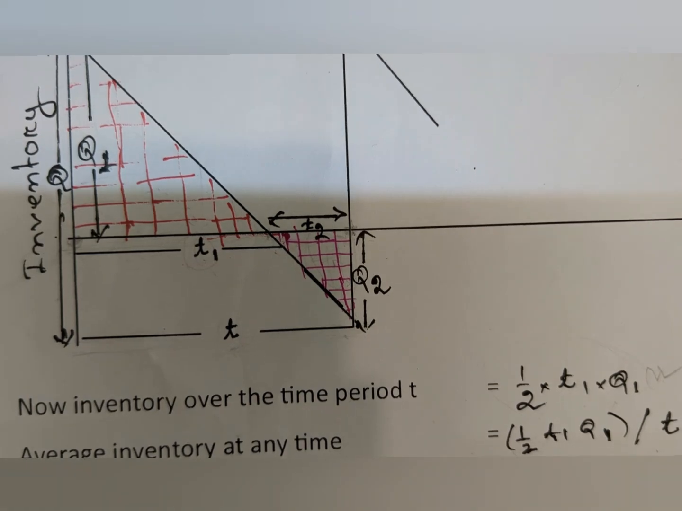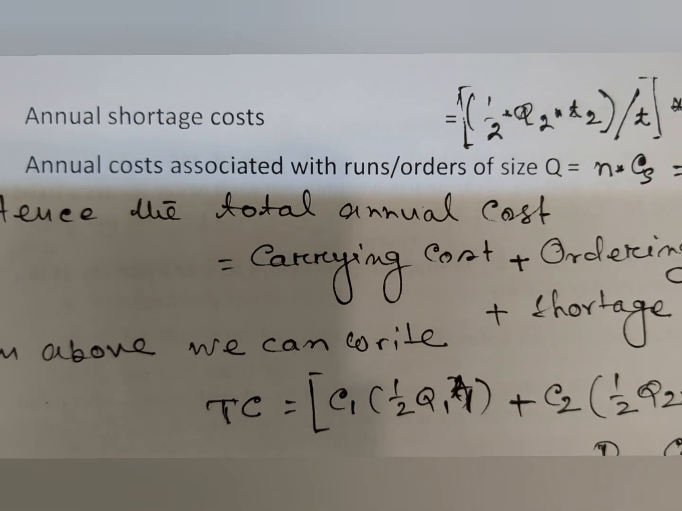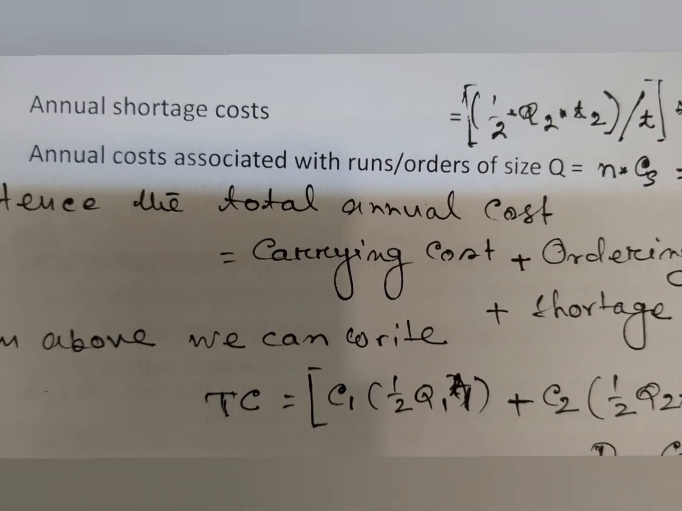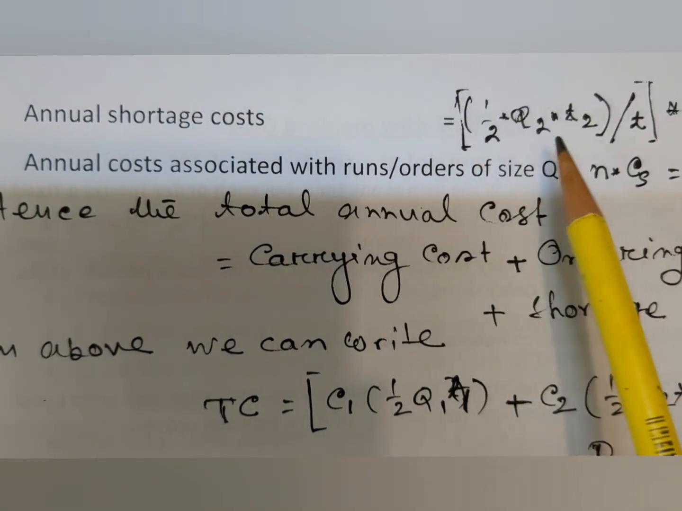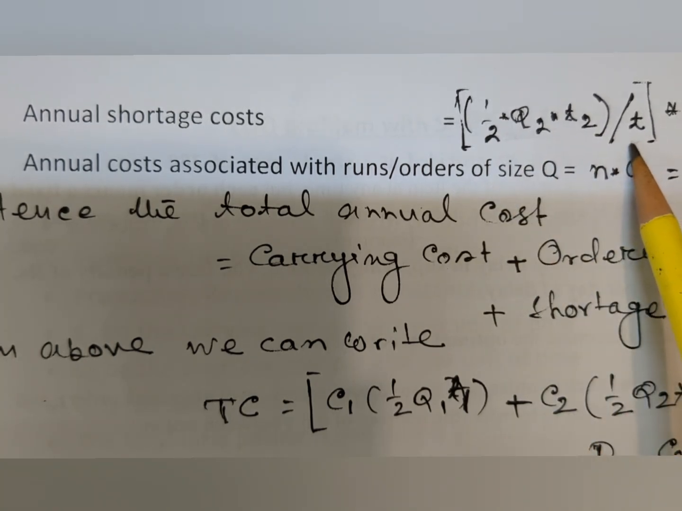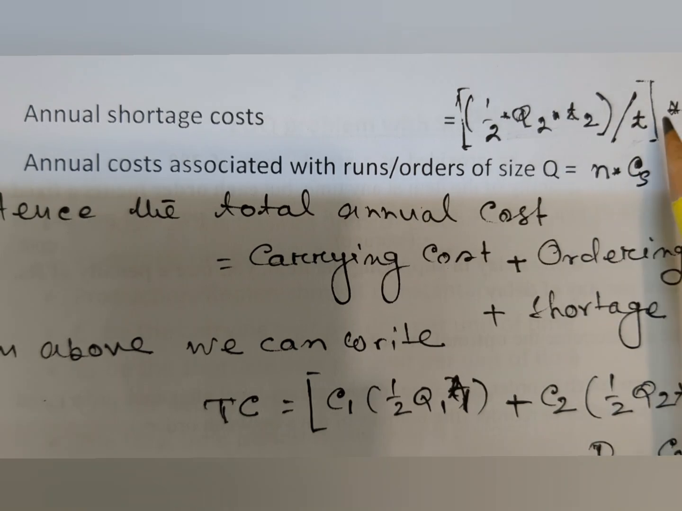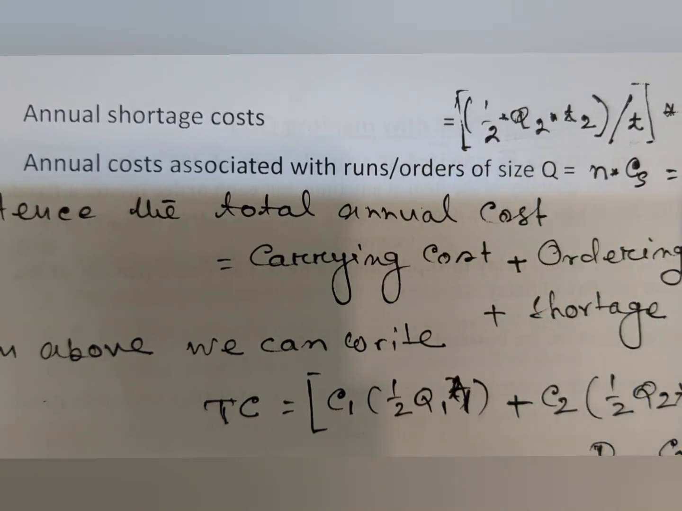I think up to this is clear. Now, next, annual shortage cost. What will be the annual shortage cost? Annual shortage cost is equal to half into Q2 into T2, total area of the shortage divided by T to find out the average, and it is multiplied by C2. C2 is the shortage cost per unit of time. Always on an average the shortage is this, and if you multiply this by C2, that is the shortage cost per unit of time, in this case 1 year, then the total shortage cost for the year will be this.